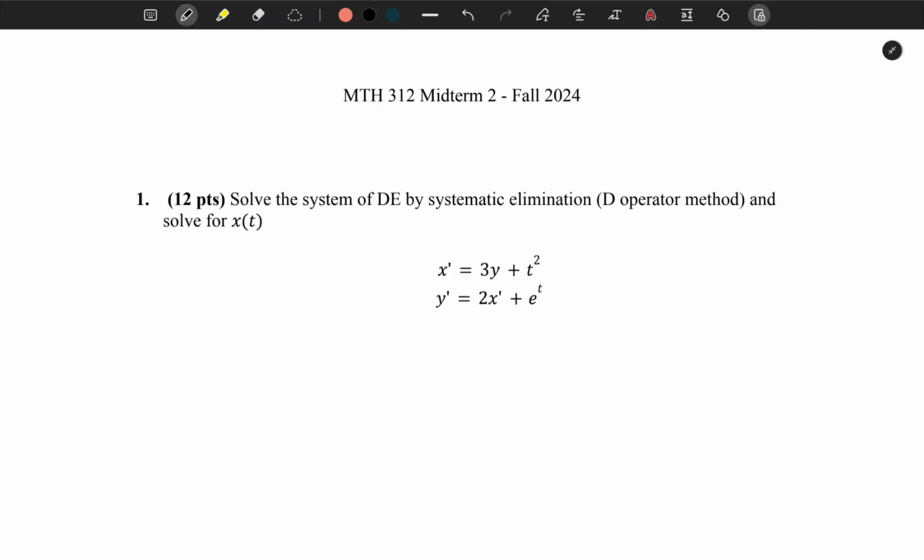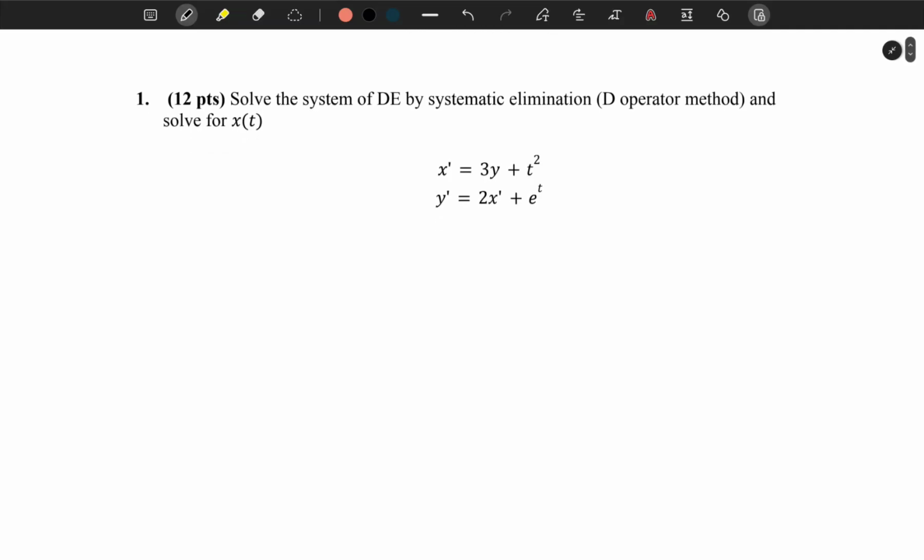This is the MTH312 midterm 2 for the fall semester of 2024, and question 1 is asking: solve the system of differential equations by systematic elimination, d-operator method, and solve for x of t. This question is worth 12 points, and you can expect to get something very similar if you are taking the course. So let's get right into solving this.